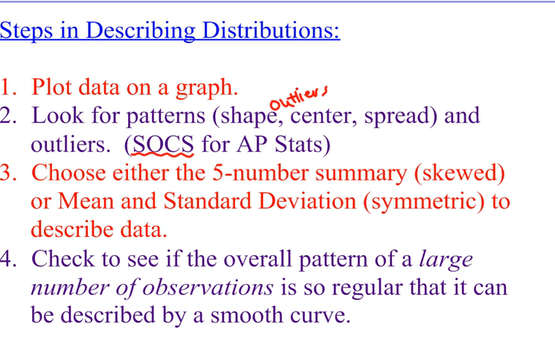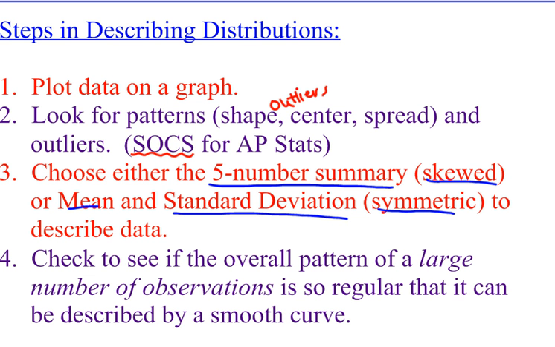And then we either choose a 5-number summary. That's what we choose for skewed data. So any data that's skewed, the 5-number summary is our best choice. Or if we have symmetric data, we're going to use the mean and the standard deviation to describe it. And we should pick the right one based on what kind of data we have. So you want to see the picture first.